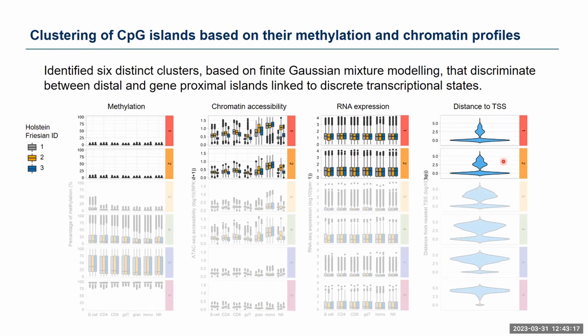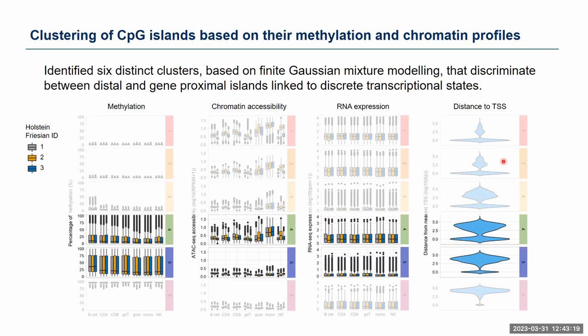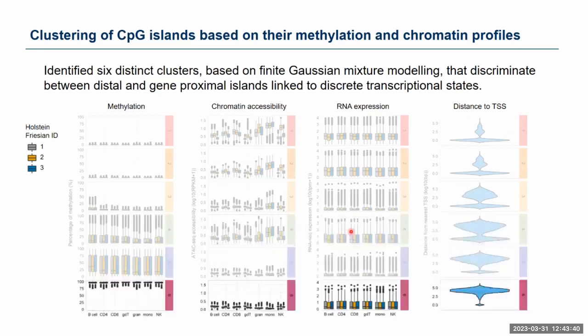You also have clusters 4 and 5 that show very intermediate levels of methylation and are separated based on their chromatin accessibility, with cluster 4 having a higher level of chromatin accessibility compared to cluster 5. And this is then associated with a higher RNA expression in cluster 4 compared to cluster 5. And then in the final cluster, these CpG islands are mostly methylated. They're very inaccessible and they have a very low RNA expression. And these ones are the ones that are most distal to the transcriptional start sites.